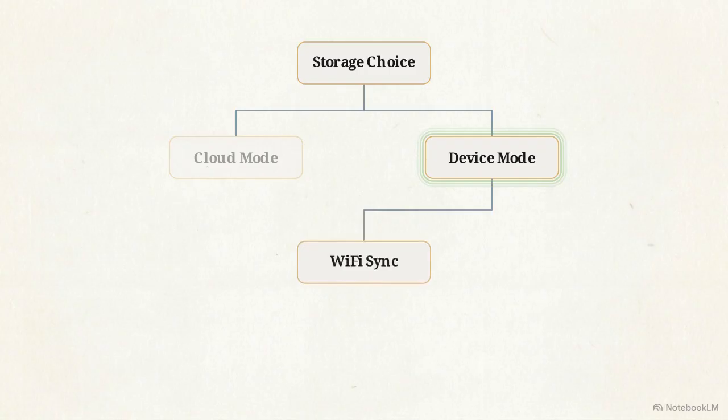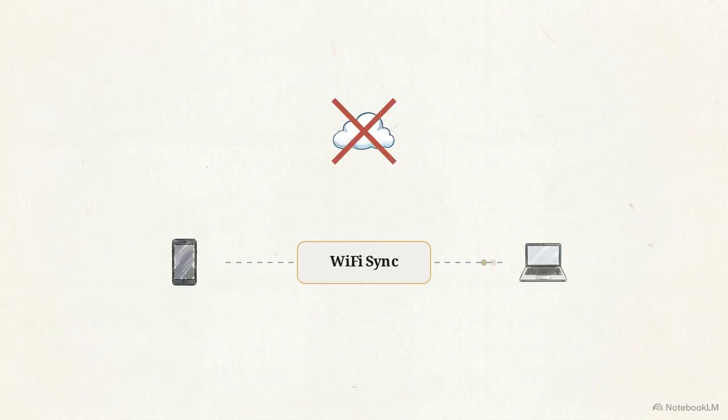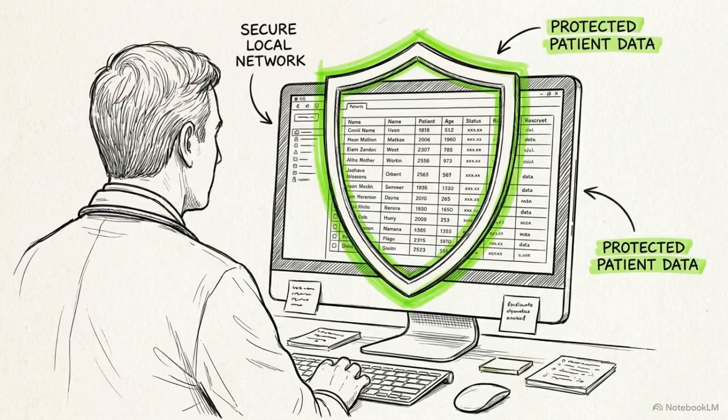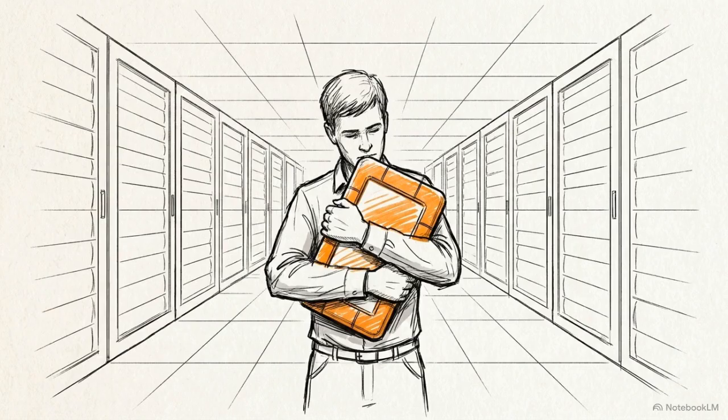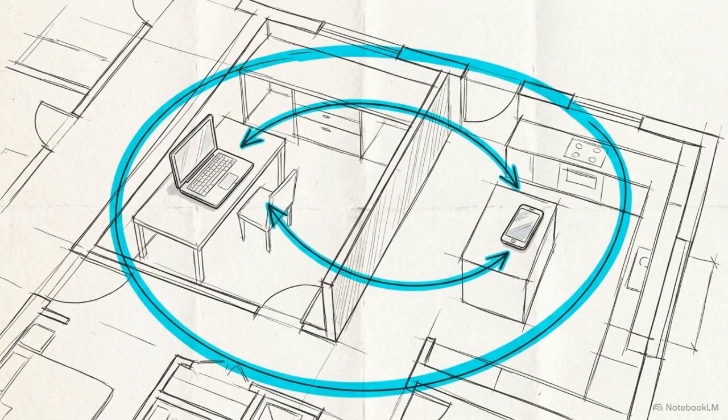If you choose device mode, Wi-Fi sync moves your data directly between your phone and computer over a local network, bypassing the internet. Keeping your data off the public internet satisfies the strict privacy and legal compliance requirements that medical practitioners face daily. The catch is that you assume 100% responsibility for your own backups, and your devices have to physically be on the same local network to sync.